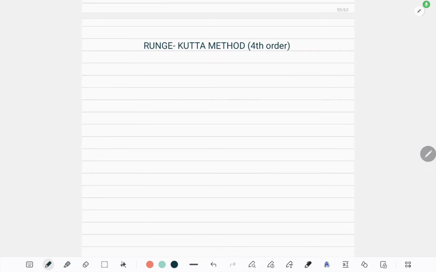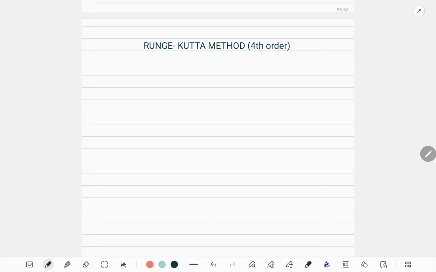Hello students, so we are learning how to solve differential equations by using numerical methods. We started with Taylor series. After Taylor series, I told you how to solve by Euler's modified method, and now the next method is the Runge-Kutta method of order 4. In this method also we are finding the solution of a differential equation. So first let us understand the method.